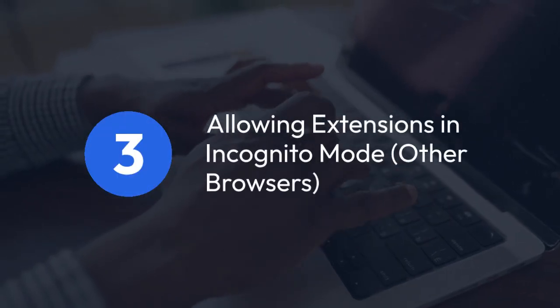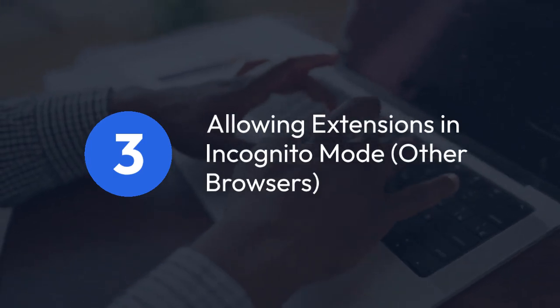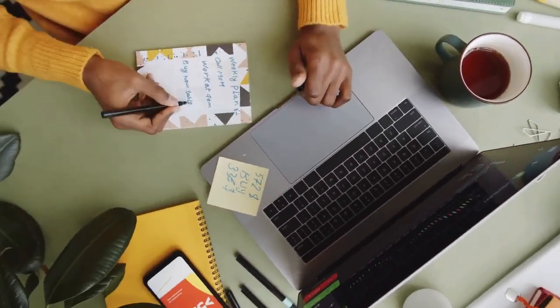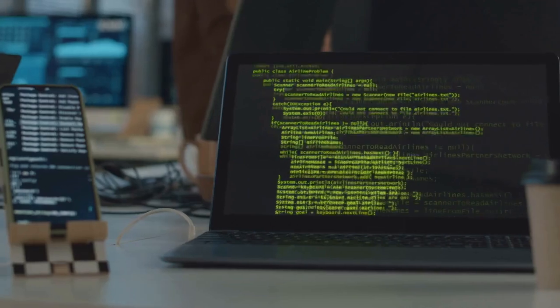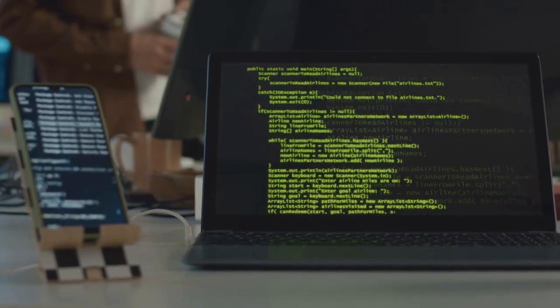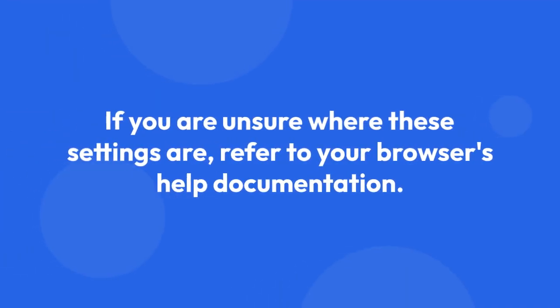3. Allowing extensions in Incognito Mode, other browsers. The process is similar for other browsers like Firefox, Edge, and Brave, but the exact location of the settings and wording might vary slightly. Generally, you'll find the extension settings within the browser's main settings menu, often under Extensions or Add-ons. Look for an option to enable extensions in Incognito or Private Browsing Mode. Each browser will have its own user interface. Refer to your browser's help documentation if you are unsure where these settings are.